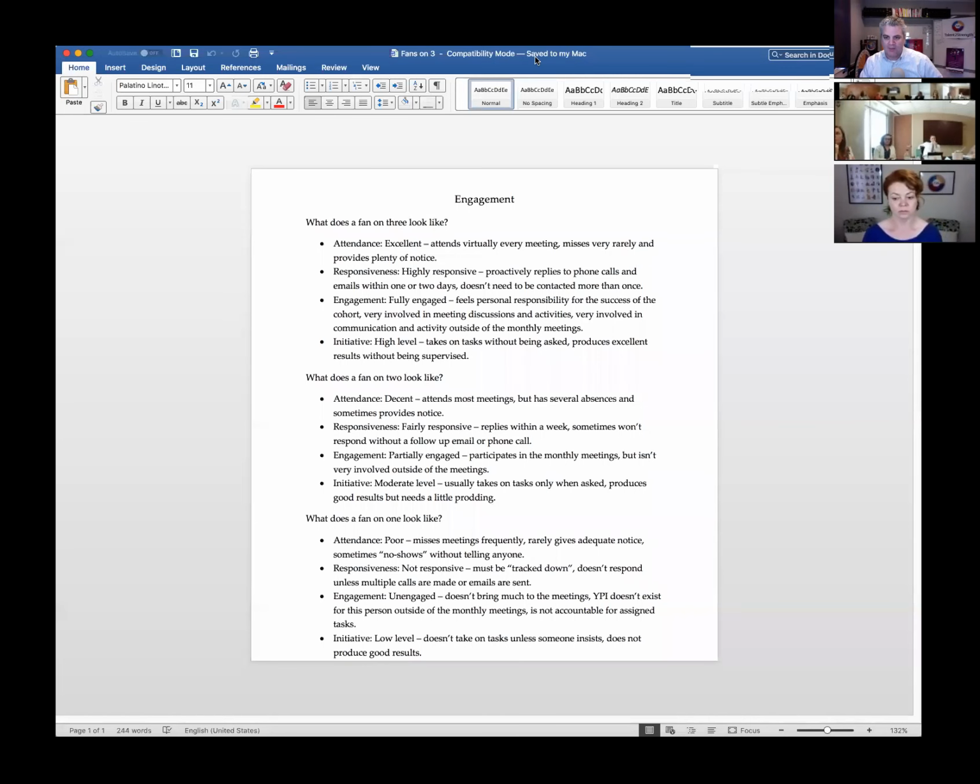And that could be your description for Fans on 3. I have one here, I'll just share with you real quick, that we did. This is for my youth program, so I know it's not the same as a hospital, but we said, what does a Fan on 3 look like in regards to attendance, responsiveness, engagement, and initiative? And then what does a Fan on 2 look like in those areas? And then what does a Fan on 1 look like?